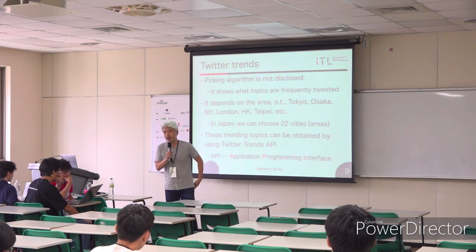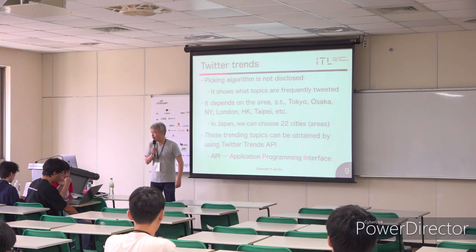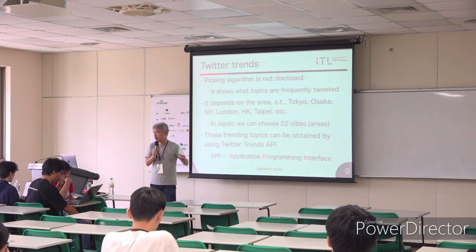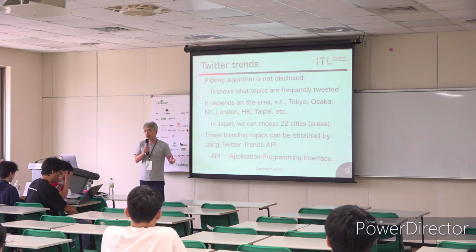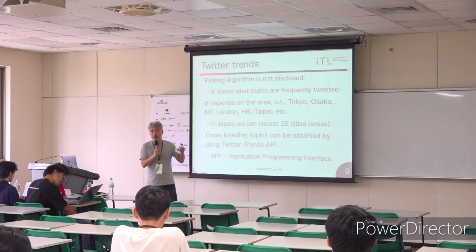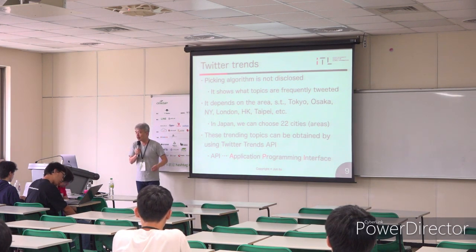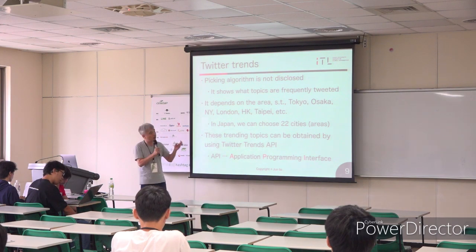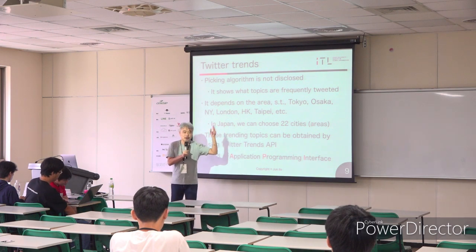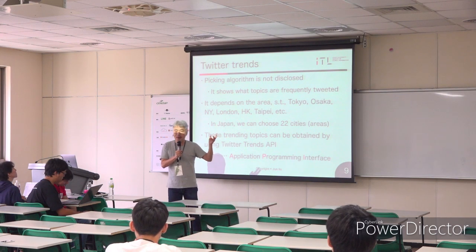I'm explaining the Twitter trends. The algorithm for picking trending words is not disclosed by Twitter, but we can easily understand that it shows what topics are frequently tweeted. Twitter trends depend on the area, for example, Tokyo, Osaka, New York, London, Hong Kong, and Taipei.